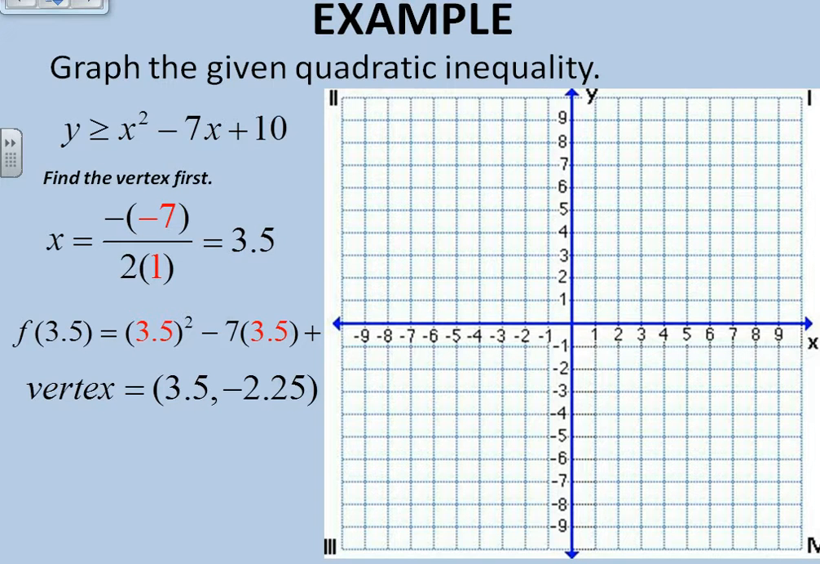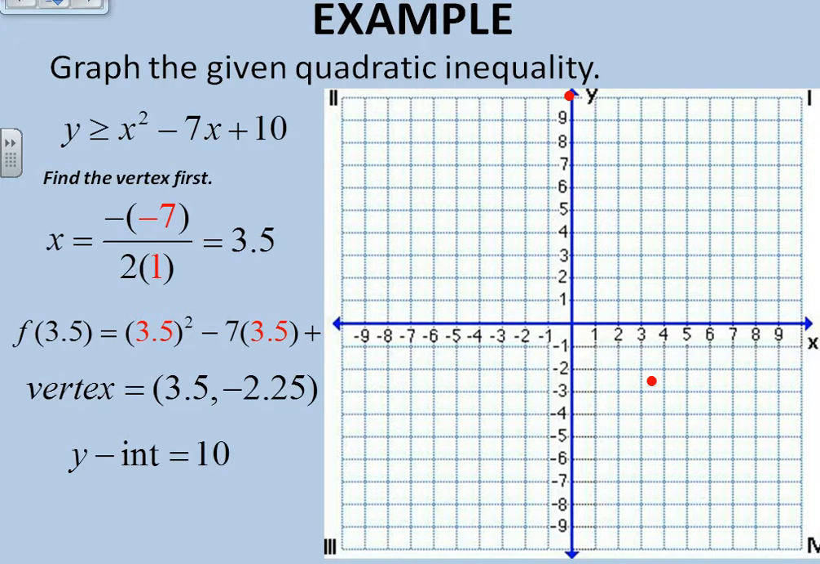For example, 3.5 would be halfway between 3 and 4, and negative 2.25 would be somewhere between negative 2 and negative 3. So we'll plot our vertex there, and again, that's an estimate of where those coordinates would be. If we had a need to be more specific, we would zoom in a little bit and get a more precise location, but for what we're doing right now, that's good enough. We also know that our y-intercept here is 10, and we'll plot that point. That's way up at the top of the graph.